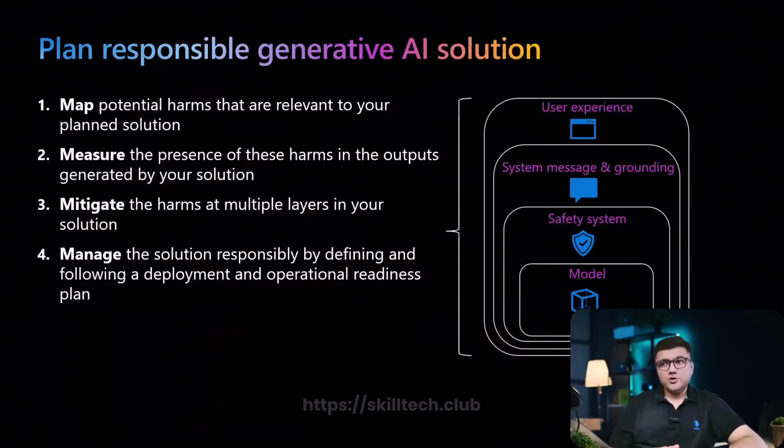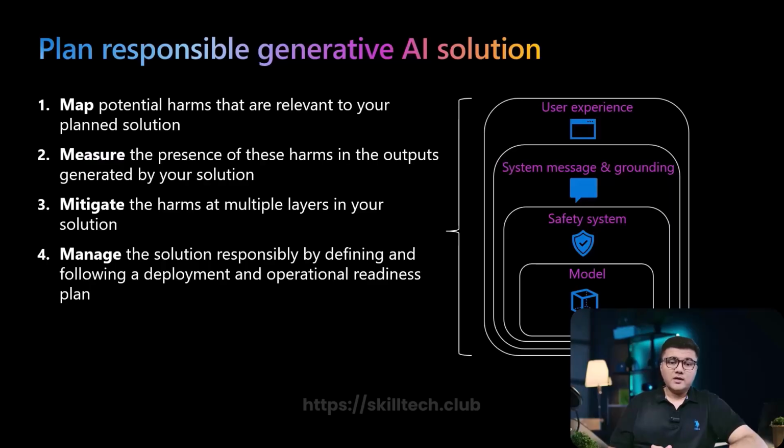When we talk about generative AI solutions, we are actually going beyond those 6 principles. We have to make sure that we plan responsible generative AI solutions and we try to follow this 4M policy. Yes, don't worry, we do not have any M from Maruti in this. We have the 4M policy, which is basically map, measure, mitigate, and manage. And we are going to see this from multiple layers of the system.